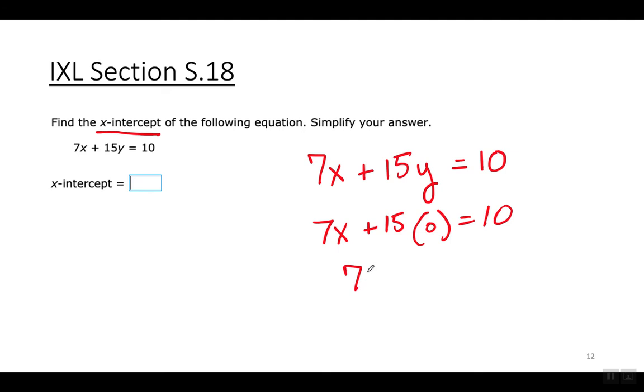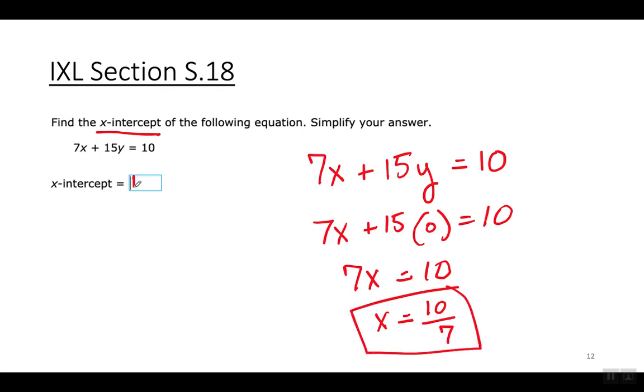All right, so this is going to be 7x equals 10. So x is going to equal 10/7. And I cannot simplify that any further. So that is going to be my answer. 10/7.